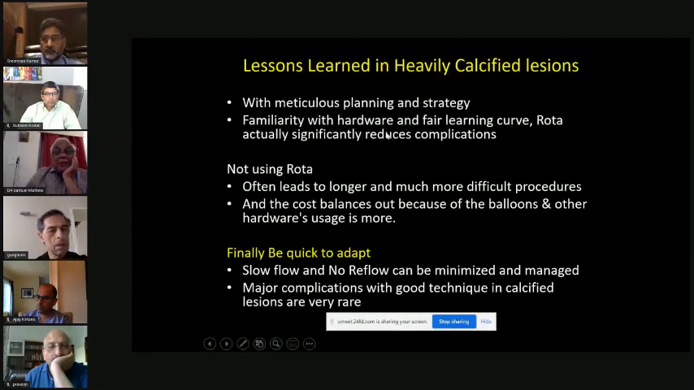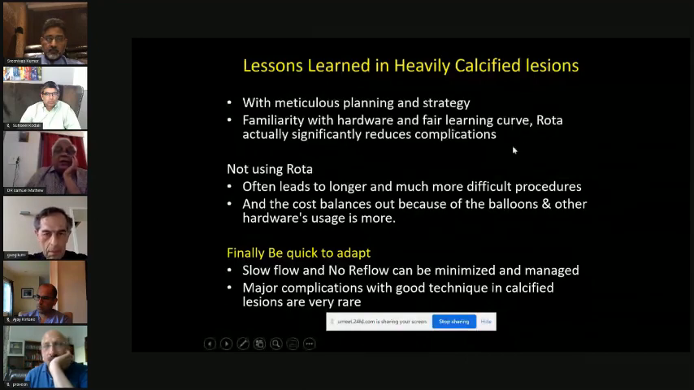Familiarity with the hardware and a fair learning curve, Rota actually significantly reduces complications. Not using rotablator often leads to a longer and much more difficult procedure. The cost balances out because of the use of multiple balloons and other hardware.